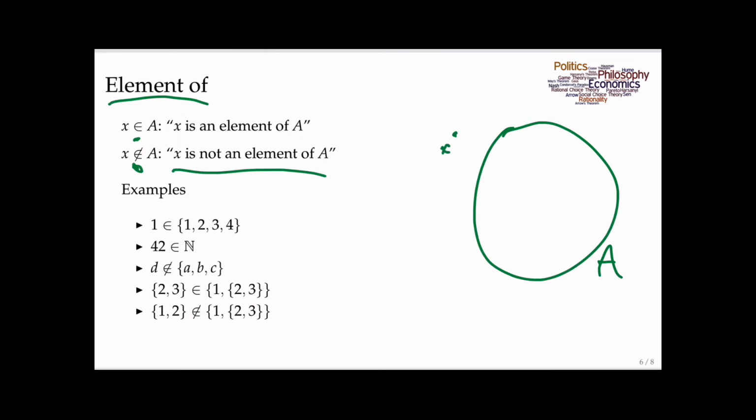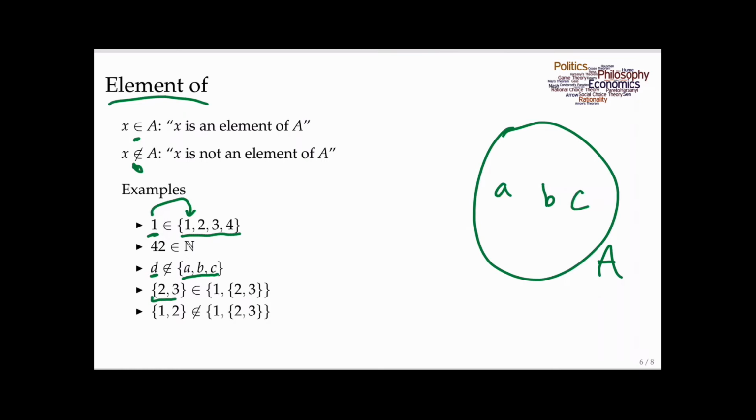So here we have the set A. x exists somewhere outside of A. So for example here, the number 1 is an element of this set. Why? Because we see that 1 shows up in the list of elements in this set. 42 is, of course, an element of the natural numbers. It's a positive integer. D here is not an element of the set consisting of A, B, and C. We see that D is not an element of that set. It doesn't show up in that list.